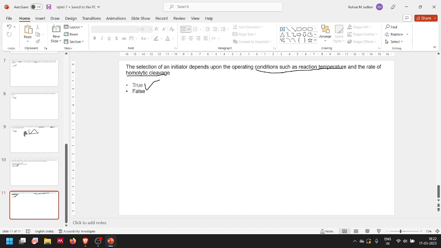I hope that by looking at these sample problems, you might be able to solve the assignments for this week. And for the next week, we'll be discussing more about radical polymerization and other types of polymerization processes. Thank you.